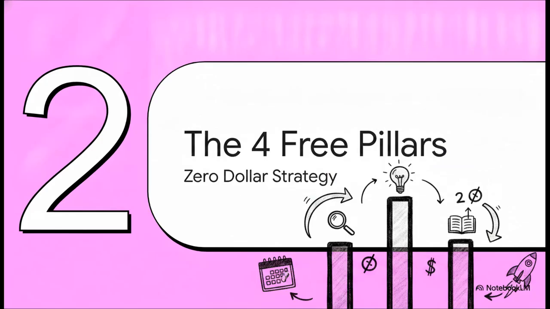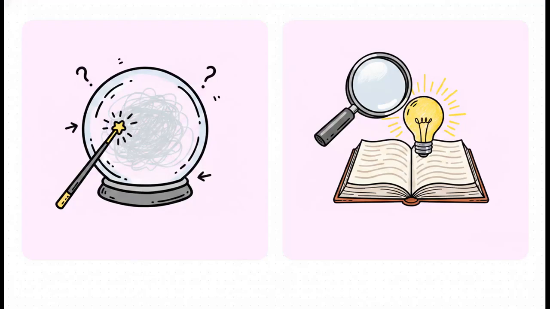Moving on to Section 2, the 4 free pillars, building your niche strategy for $0. Let's solve that research problem right now. We're going to systematically break down the 4 free pillars, a strategy you can start using literally the second this explainer is over. Pillar number 1 starts right at the source, Amazon.